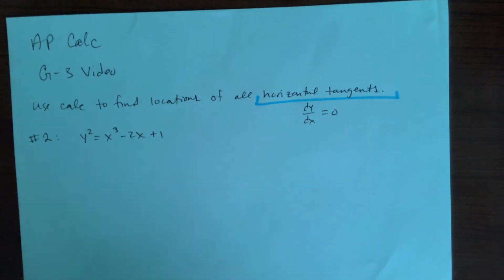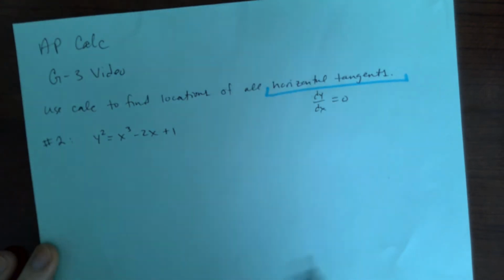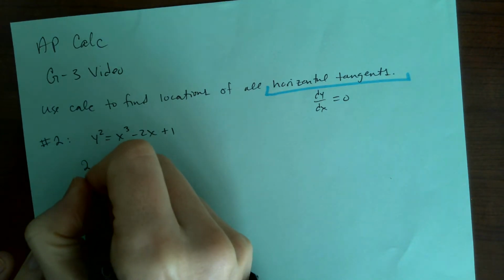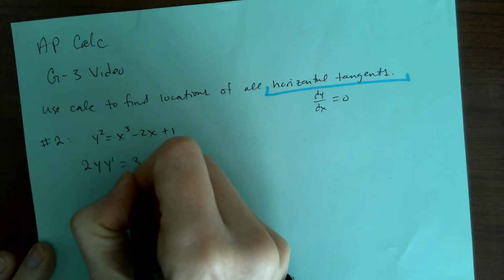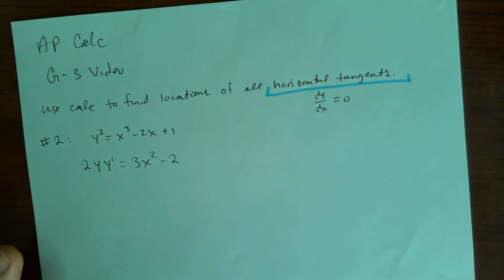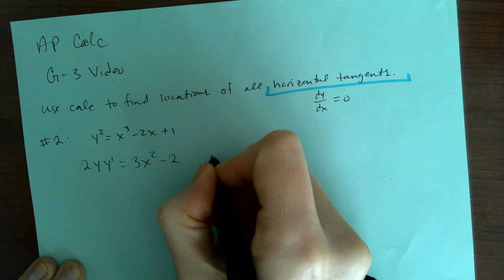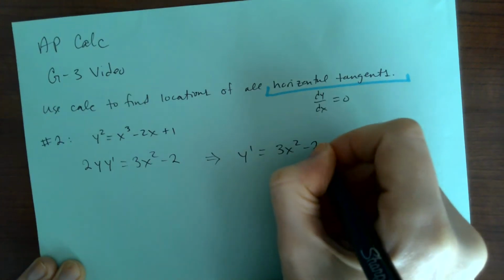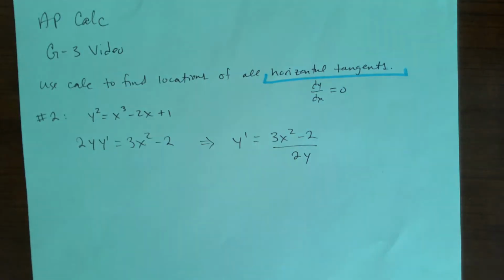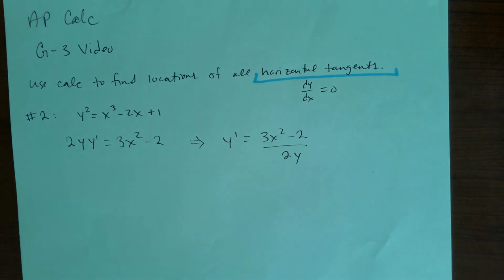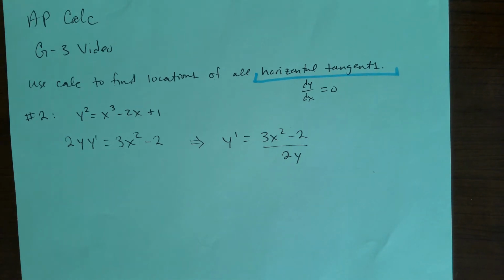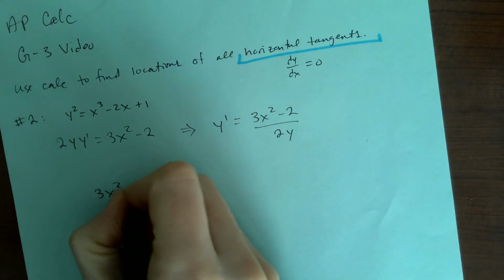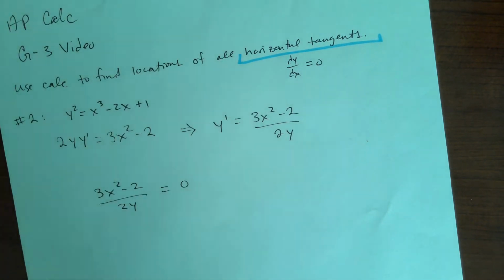Okay, let me just do it. I'm going to need y prime after y. So this is 2y prime equals 3x squared minus 2. Then I'm going to solve for y prime. And I'm trying to find where y prime is 0. So I'll set this equal to 0: (3x squared minus 2) over 2y equals 0.